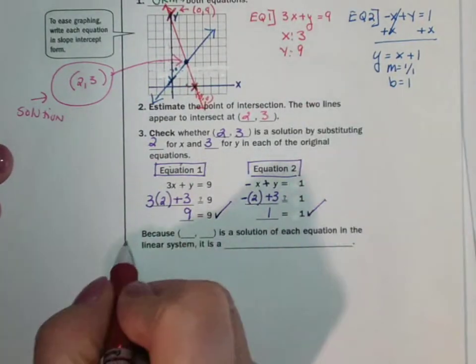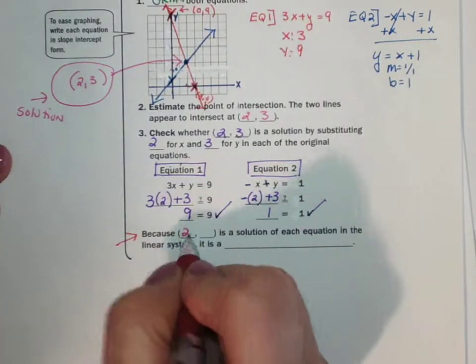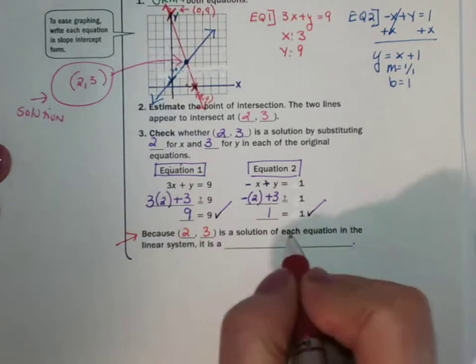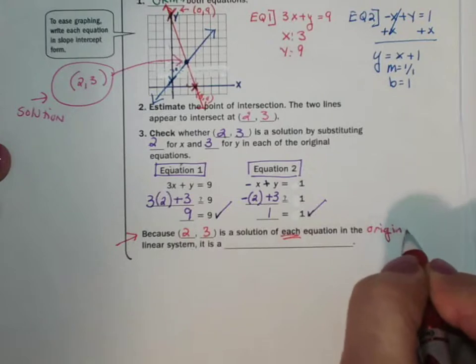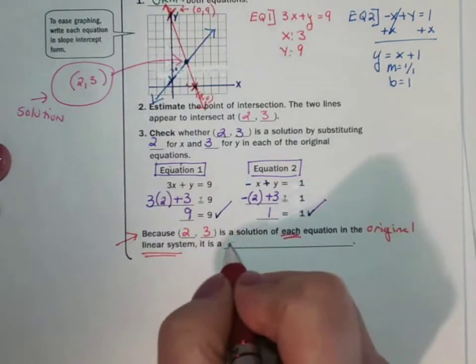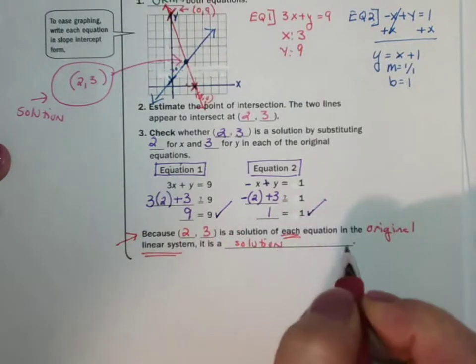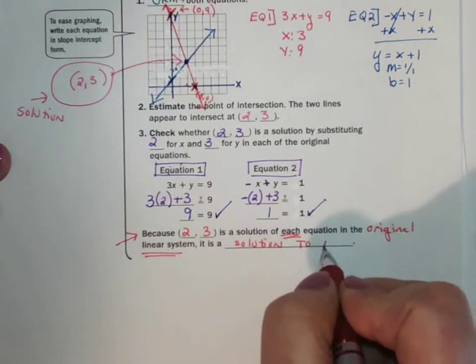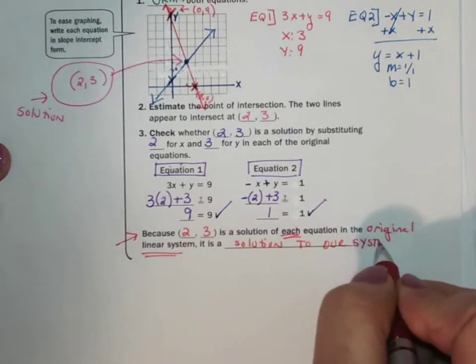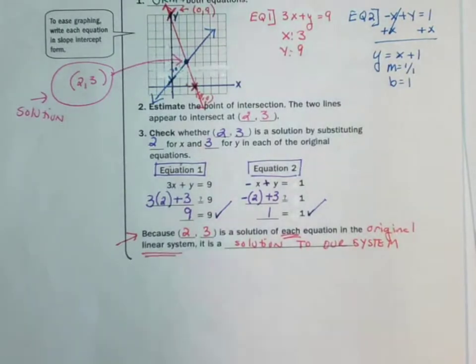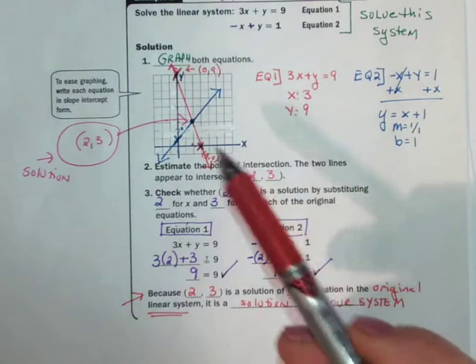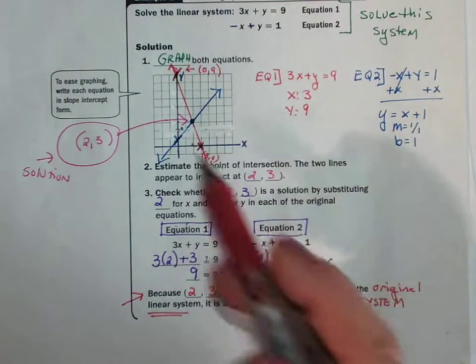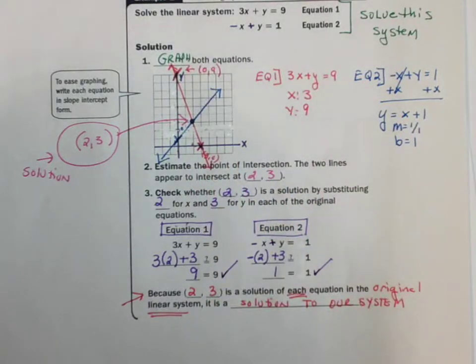So, because 2, 3 is a solution to each equation in the original linear system, it is a solution to our system. So, in summary, first thing we do is we pick a method to graph each of the equations, find where they intersect, and then we check in both original equations.